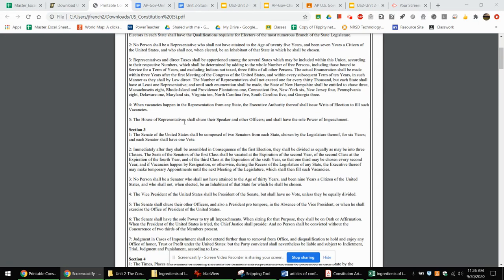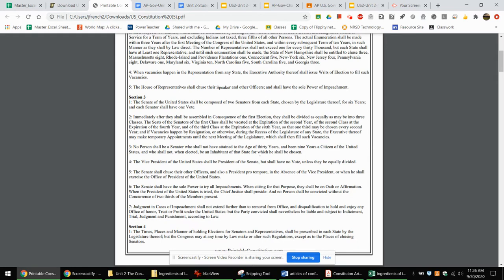And then it talks about how you have a Speaker of the House, and the House of Representatives has the power of impeachment. So basically, they can indict a president or other member of the executive branch, and then it's up to the Senate to remove them.